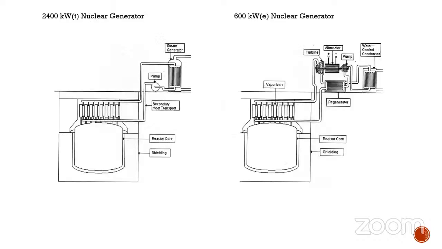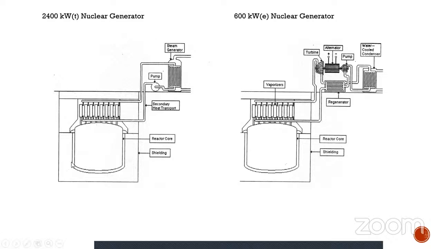Now we have another generator, the electric generator. It's the same nuclear generator, but a 600 kilowatt electric generator. Unlike the thermal nuclear generator, which has a shielding and inside a reactor core, where the nuclear reactions go on, it has these vaporizers. When water is passed through, it generates heat and turns into steam. The steam turns the turbine and generates electricity.